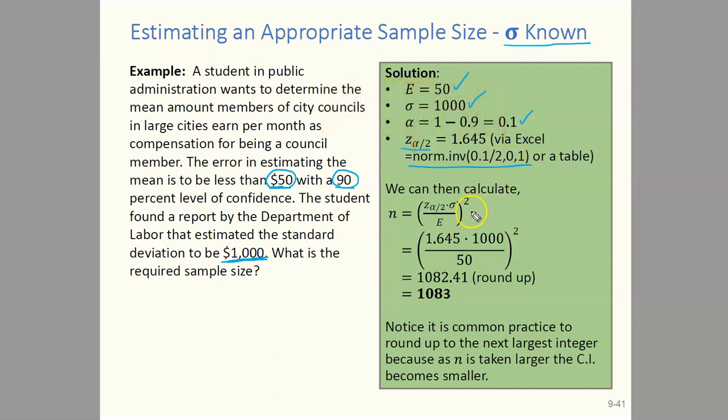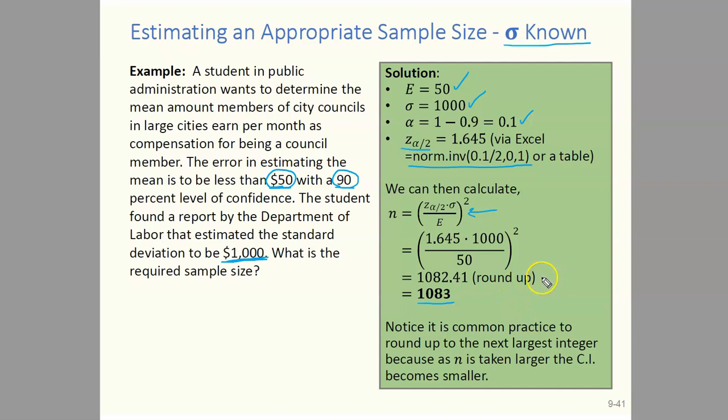So now we can calculate our necessary sample size right here using this formula. We just plug in what we have for the Z alpha over 2, the sigma, and the error E that we desire. So we get 1.645 times 1,000 divided by 50. We square that, and we get 1082.41. And it's convention to round that up to 1083 in this case.